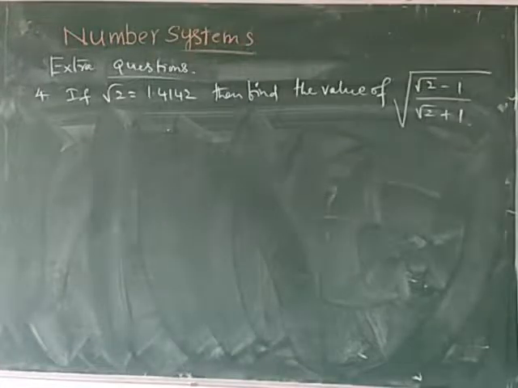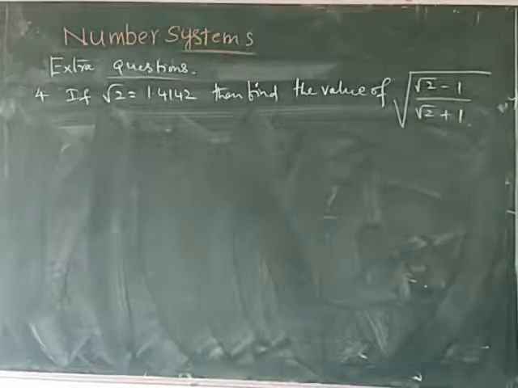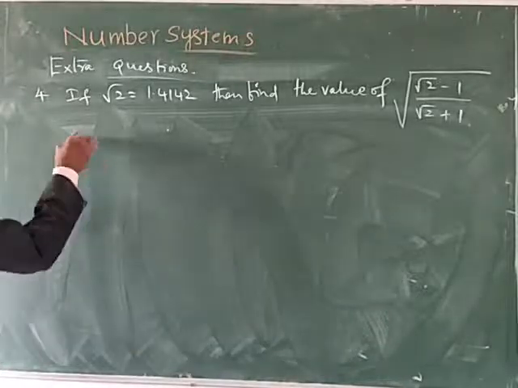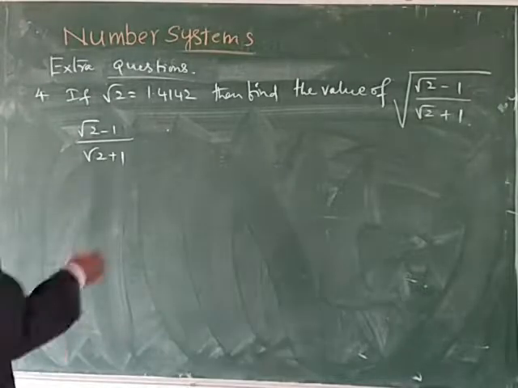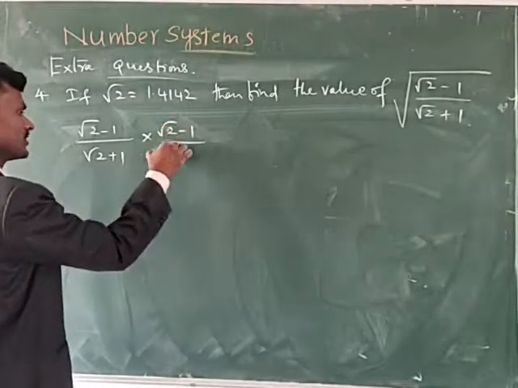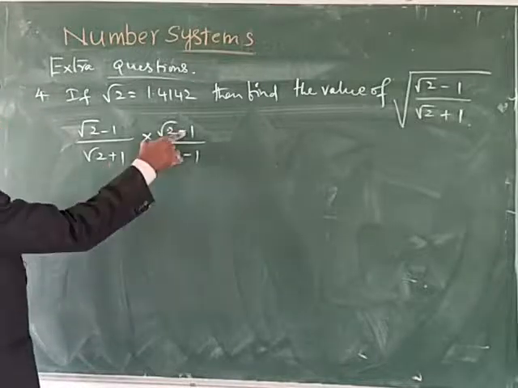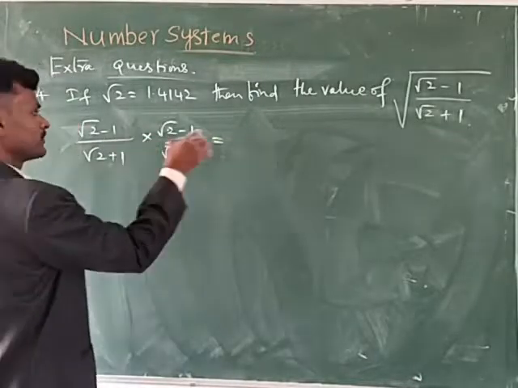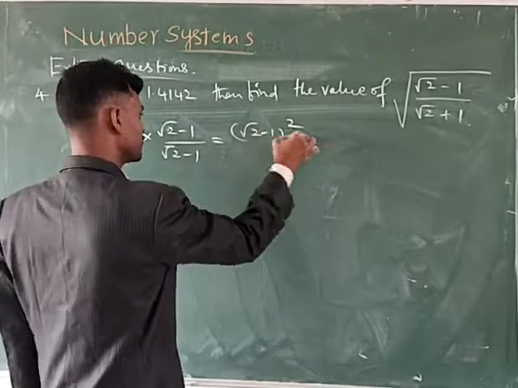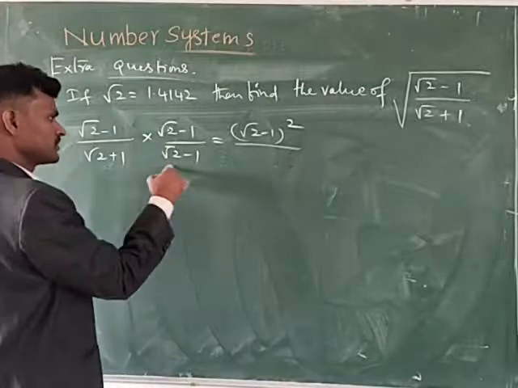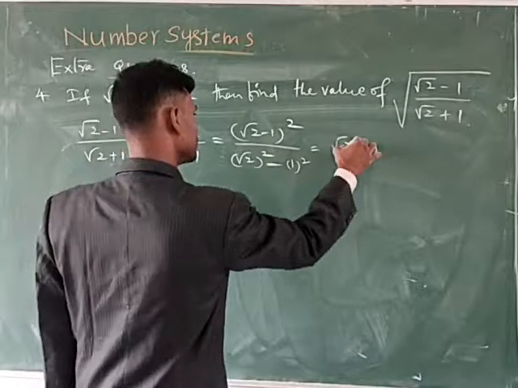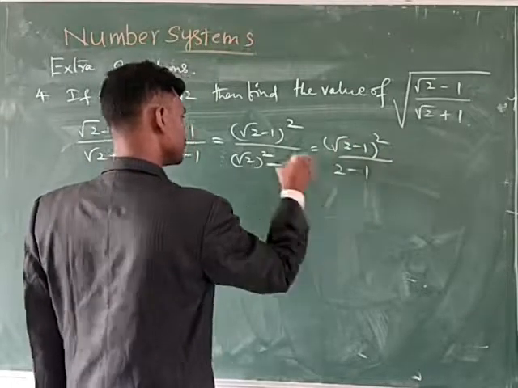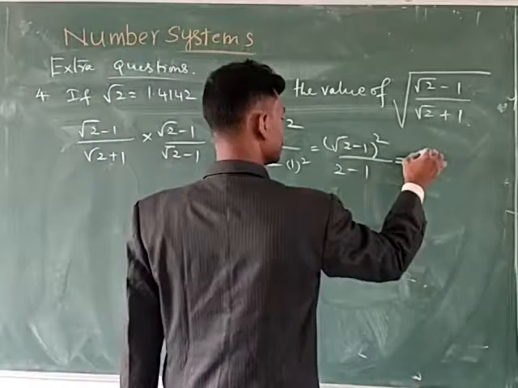Next problem: if root 2 is equal to 1.4142, then find the value of the root of root 2 minus 1 by root 2 plus 1. First we have to take root 2 minus 1 by root 2 plus 1. Here rationalize the denominator, rationalization factor root 2 minus 1 by root 2 minus 1. Here plus means we have to take minus. Then numerator multiply: root 2 minus 1 into root 2 minus 1, root 2 minus 1 whole square. This is a plus b into a minus b, means root 2 whole square minus 1 square is equal to 2 minus 1 is equal to 1. Then root 2 minus 1 whole square.